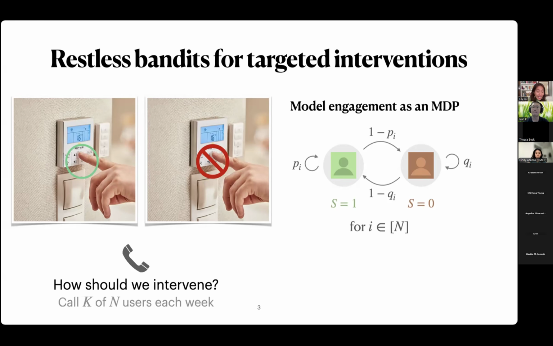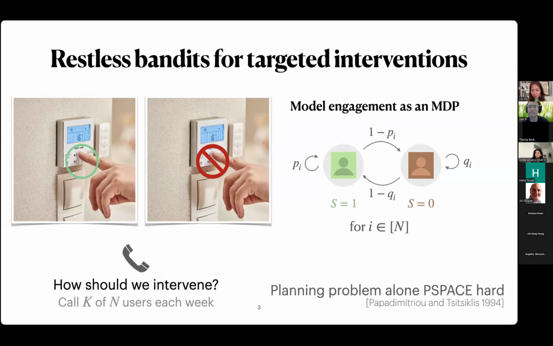So then again, the question is, who should we intervene on within a given week, for example, in order to minimize electricity usage and maximize engagement in this program? Of the N users who are enrolled, within each week we can call some subset of them, K, but the number K is much smaller than the number N.